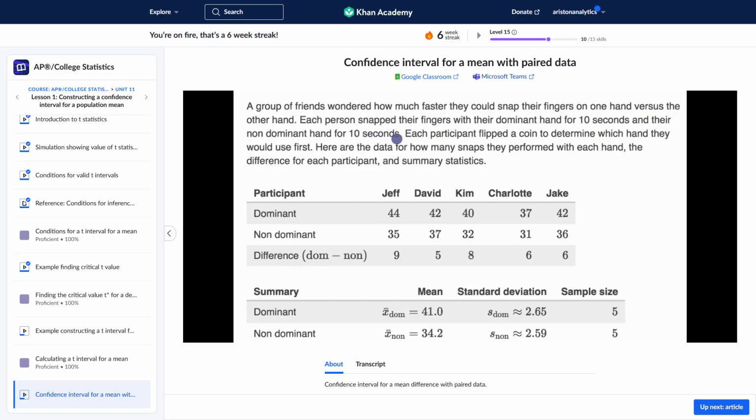If you're right-handed, your right hand would be your dominant hand. If you were left-handed, your left hand would be your dominant hand. Each participant flipped a coin to determine which hand they would use first. Because if you always used your dominant hand first, maybe you're tired by the time you're doing your non-dominant hand, or there's something else. So here, it's random which one you use first.